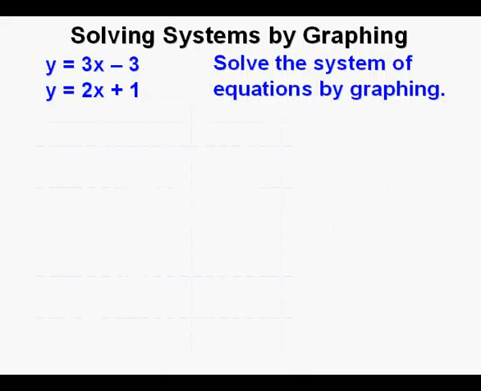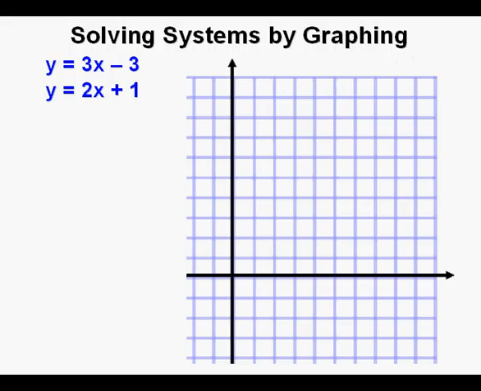Let's look at this system of equations. We have y = 3x - 3 and y = 2x + 1. At this stage of the lesson, I invite the viewer to stop the video and get out a pencil, ruler, and graph paper to follow along. Here's the coordinate grid on which we'll be graphing. We'll take the first function, y = 3x - 3, and mark its y-intercept at -3.